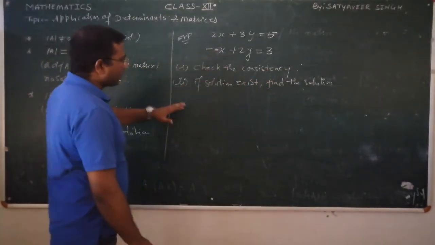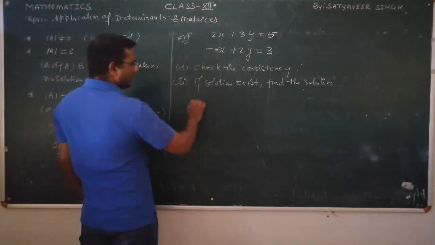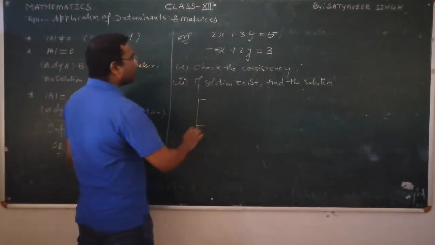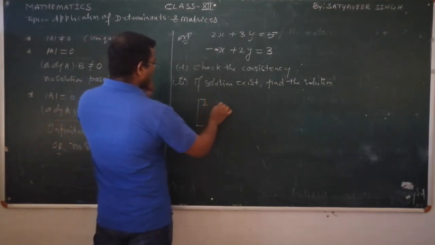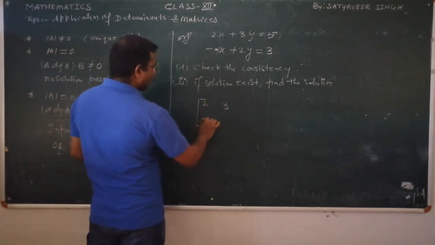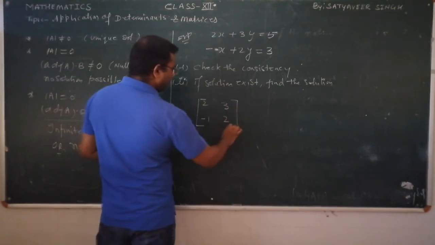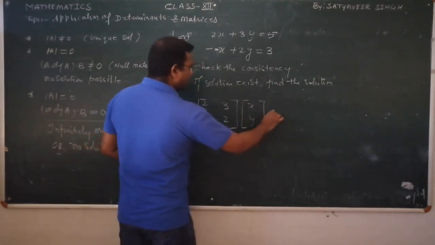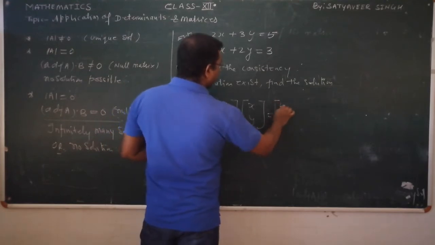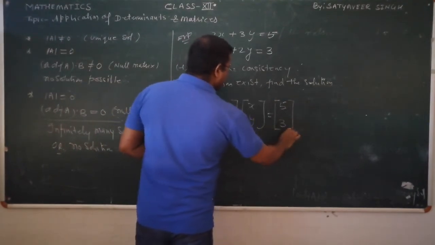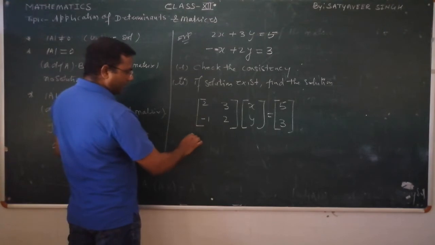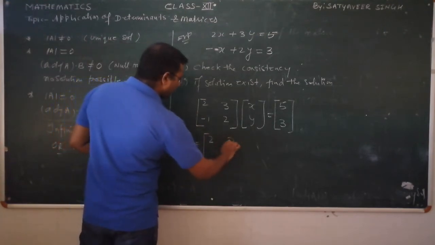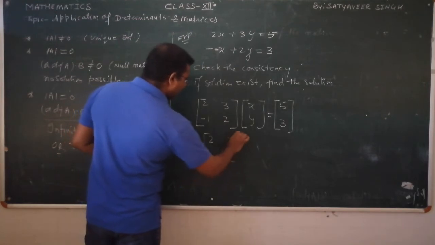So I am telling you, if you just want to check the consistency, first of all write this in the form of a matrix system, like 2, 3, minus 1 and 2, then X and Y, then 5 and 3. So this is your matrix A. Matrix A is 2, 3, minus 1 and 2.